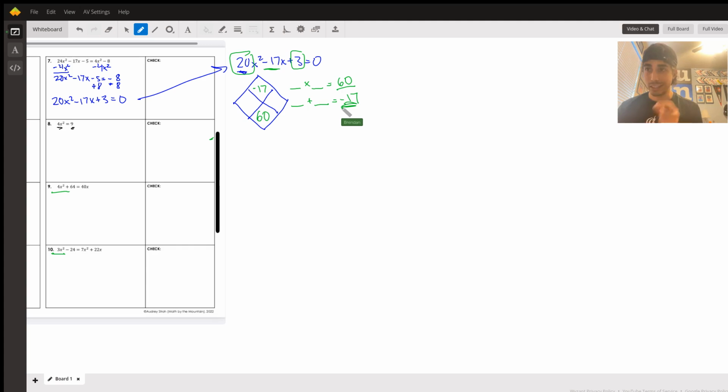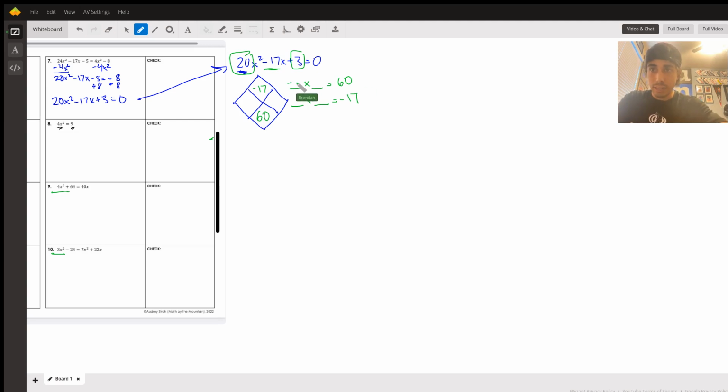This is your answer right there. It is two negatives, because a positive plus a positive is still a positive, but a negative plus a negative stays negative. So we are going to look for two negative numbers that multiply to 60 and add to negative 17. Think about what multiplies to 60.